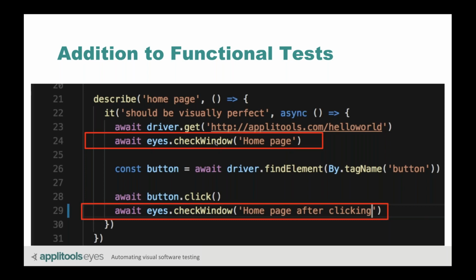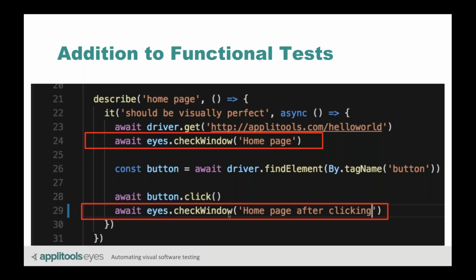And then checking the window. Checking the window means taking a screenshot and validating it against a baseline. Then we click on the button here, and we do a check to ensure that the home page after clicking is what it should be. This is all we need to do.